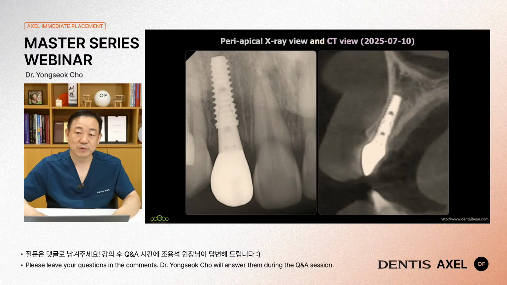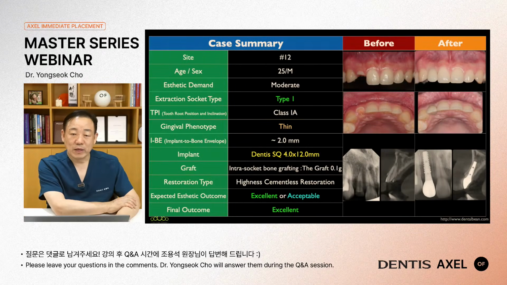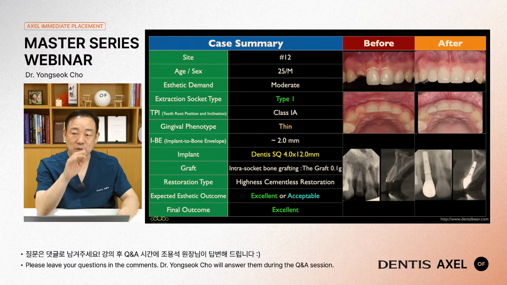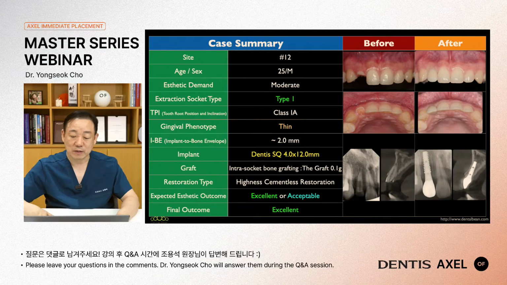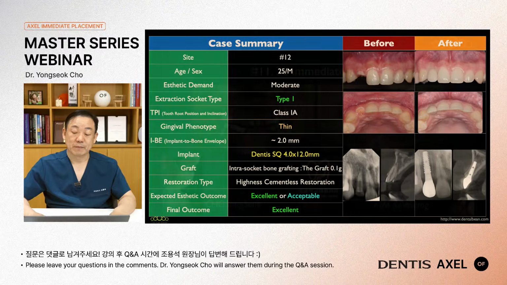In the periapical view, it is a very nice condition in the radiographic images. So this is the summary. When intra-socket bone grafting was done in a type 1 extraction socket, the final outcome was level 1, excellent. So here you can see the picture. There's minimal change in mucosal recession and volume reduction. So the case finished very well.